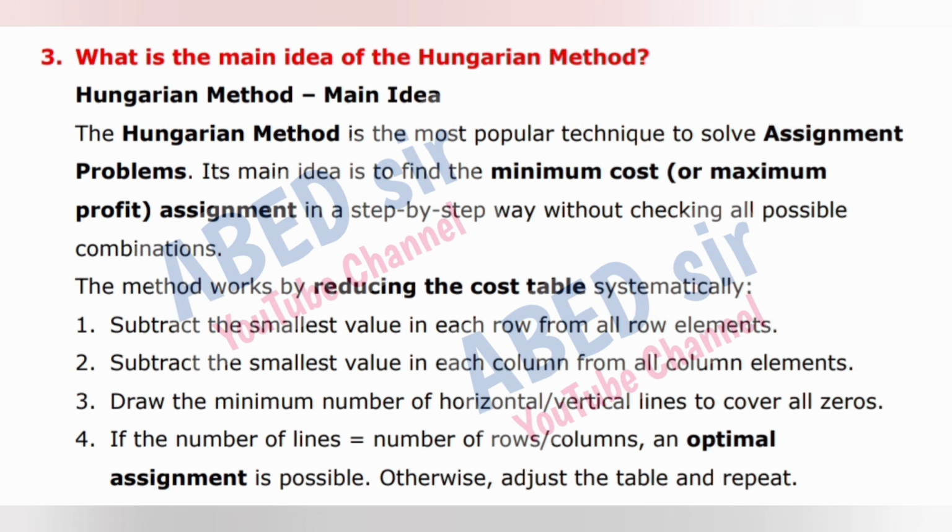1. Subtract the smallest value in each row from all row elements. 2. Subtract the smallest value in each column from all column elements. 3. Draw the minimum number of horizontal and vertical lines to cover all zeros. 4. If the number of lines is equal to the number of rows or columns, an optimal assignment is possible. Otherwise, adjust the table and repeat.